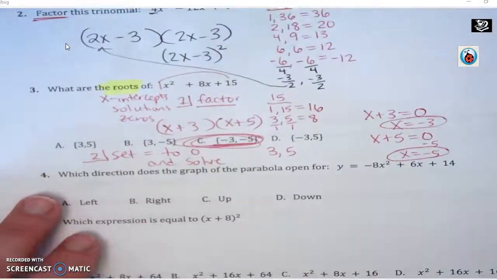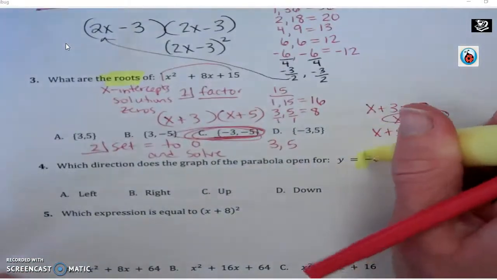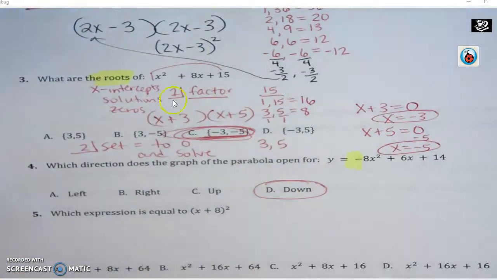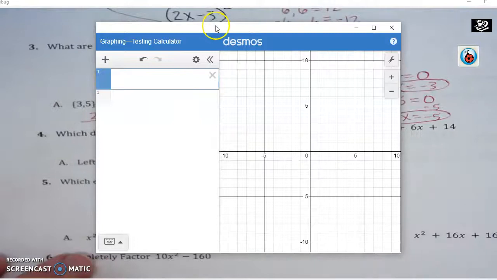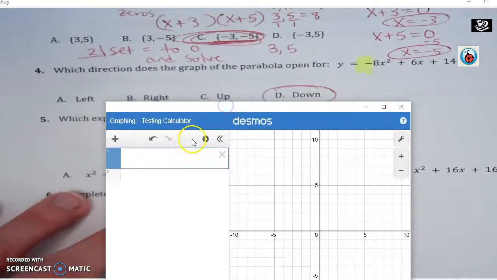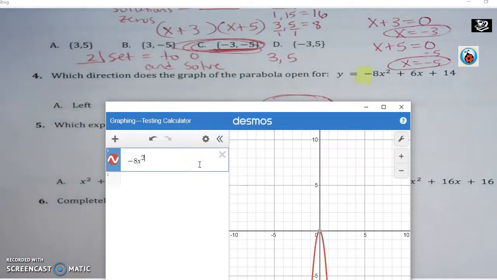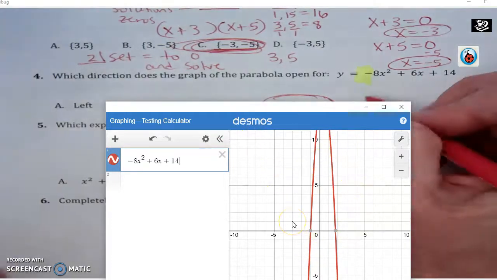Which direction does the graph of the parabola open? I look in front and I see a negative. That's going to make it open down. You are also allowed to use Desmos on this one. So if you type in this problem, negative 8x squared plus 6x plus 14, you see that it does open down. It's like a frowny face.